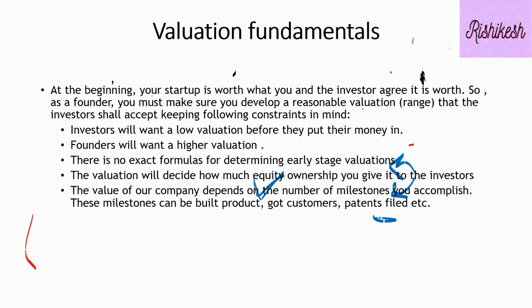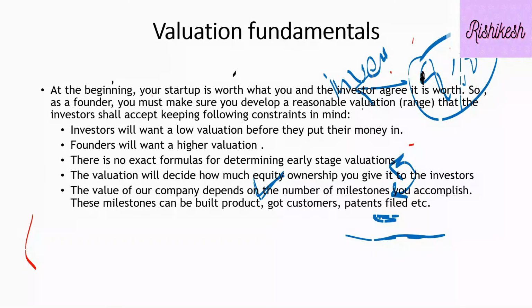Now, there's no exact formula for determining early stage valuation. This is what we have been talking about since the beginning. Since you don't have exact data, since your business operations have not been running for a long period of time, right, you don't have any exact formula for it. It depends on a number of factors, which we will see later inside this course, where we will see what methods are adopted for determining early stage valuation. Now, valuation will decide how much equity ownership you give to the investors. Same thing, that 9% was basically the ownership that you are giving to the investor, right? And it's also known as the equity, right?